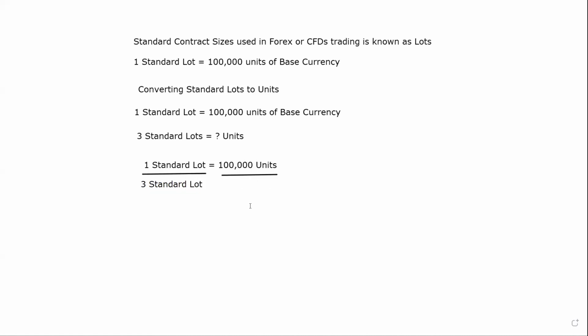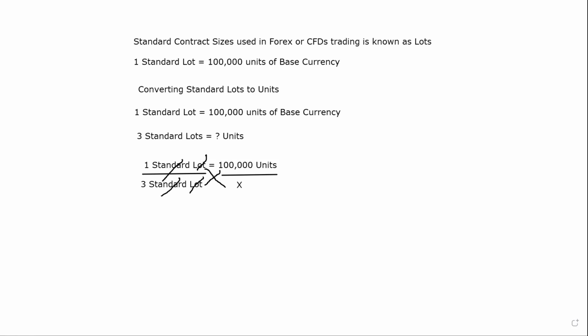So three standard lots is how many units? We're going to take this as X, because the value of the units is not given, so we replace it with the variable X. We have a lot size here, so this lot and this lot will cancel with each other. Now we are left with this one. So we're going to cross multiply, bringing 100,000 here and one to this side of the equals sign.